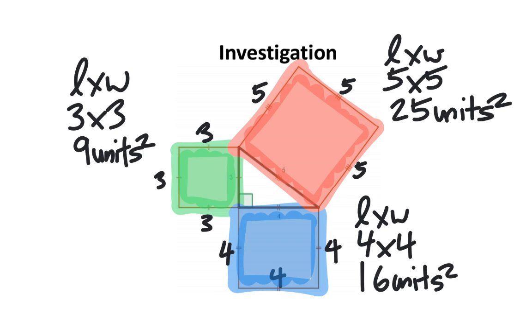I want you to take a minute to think about these areas. Is there a relationship between the area of the green square, the area of the blue square, and the area of the red square? Well, you may have noticed that 9 plus 16 equals 25.